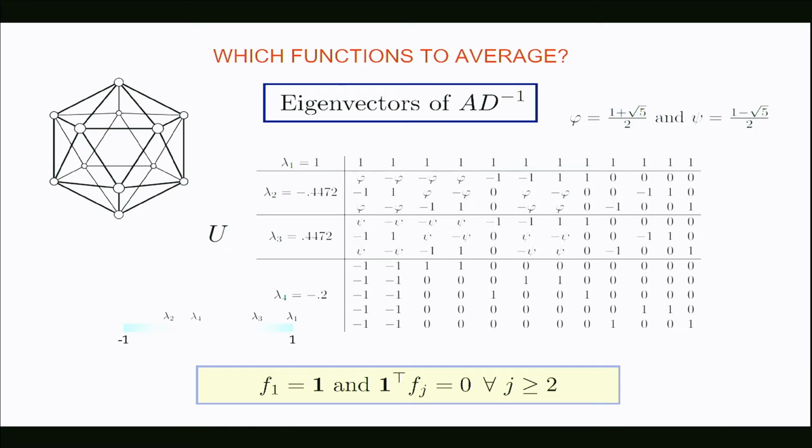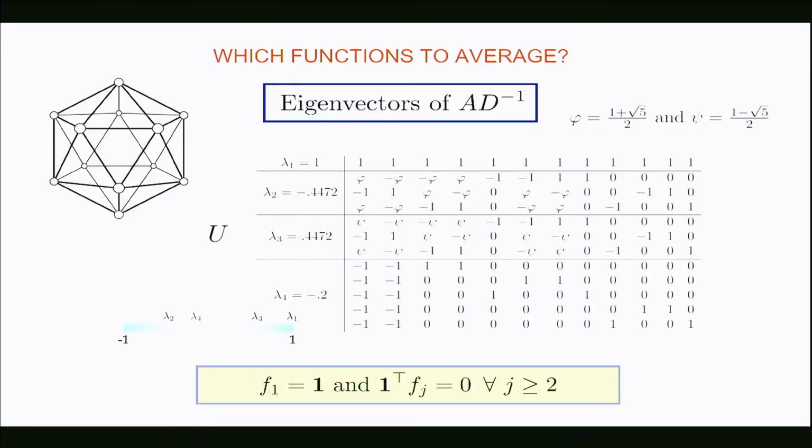But this is very convenient because this quantity is also the global average of fj. If I want to take the global average over the whole graph, I'm just doing 1 transpose fj because I'm just adding up all the values. So now the global average of all these eigenvectors except the first one is 0, so I don't have to think about what that number is anymore. All right, so this is good. We have all the eigenvectors.